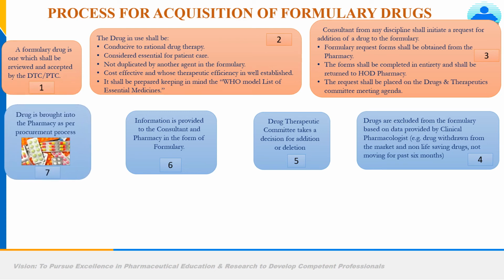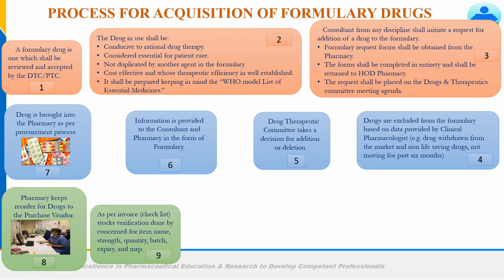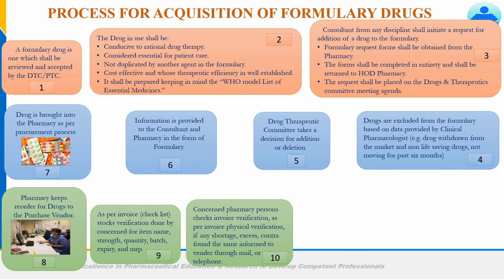The drug is brought into the pharmacy as per the procurement process. Pharmacy keeps the record of the drug from the purchase vendor. As per invoice or checklist, stock verification is done by the pharmacist present in the pharmacy store for the item name, strength, quantity, batch, expiry and MRP. The concerned pharmacy person checks the invoice against physical verification. If any shortage, exchange or contra is found, the same will be informed to the vendor through mail or telephone.